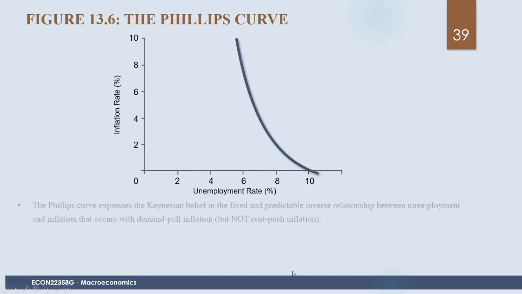So a Phillips curve looks like this. It's just an inverse relationship between the unemployment rate and inflation. So usually if inflation's high, the unemployment rate would be low. If inflation is really high, then we should be hovering around our natural unemployment rate. If inflation is very low, that's more indicative of a recession, and so we could have a high unemployment rate. So the Phillips curve expresses the Keynesian belief in the fixed and predictable inverse relationship between these two. But it's just focusing on demand pull inflation, not cost push inflation.